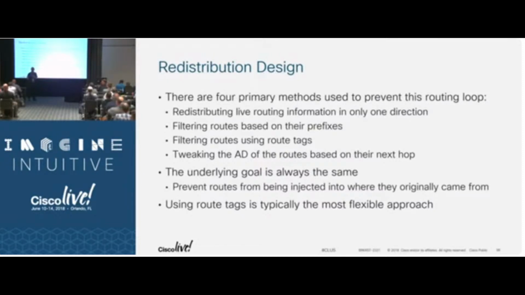By far the most flexible approach is the third one, using the route tags. The idea is that when you take a route from OSPF and put it into EIGRP, you give it a tag. And when you redistribute it back from EIGRP to OSPF, you check if it has that tag and drop it. Others will make it.